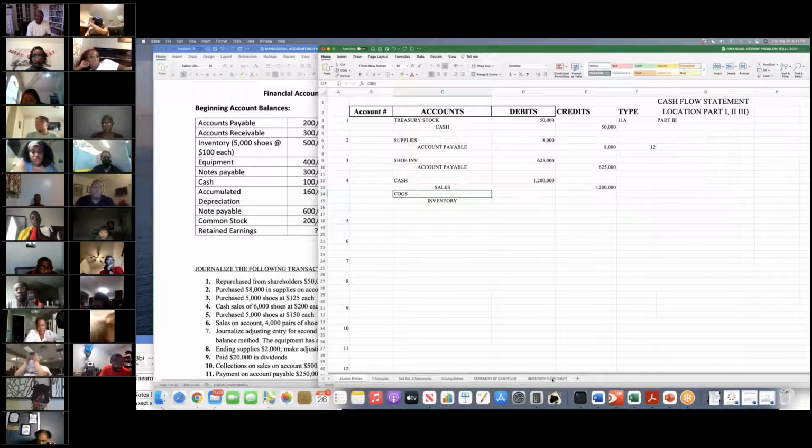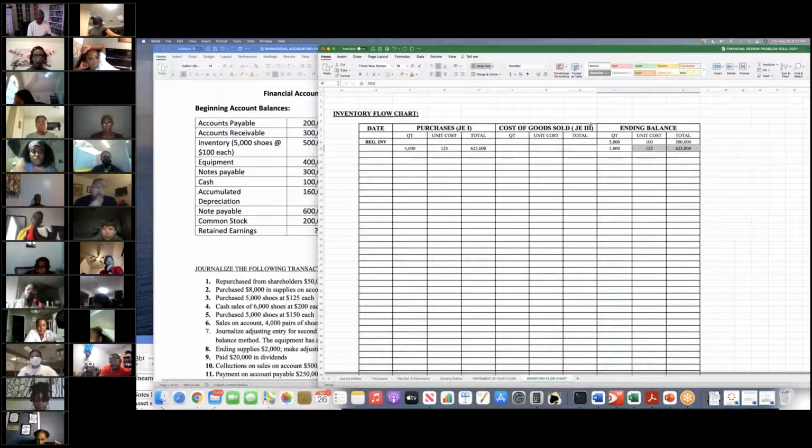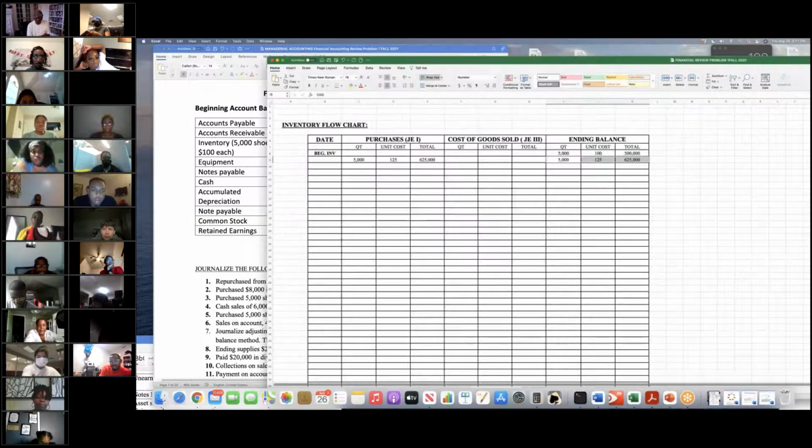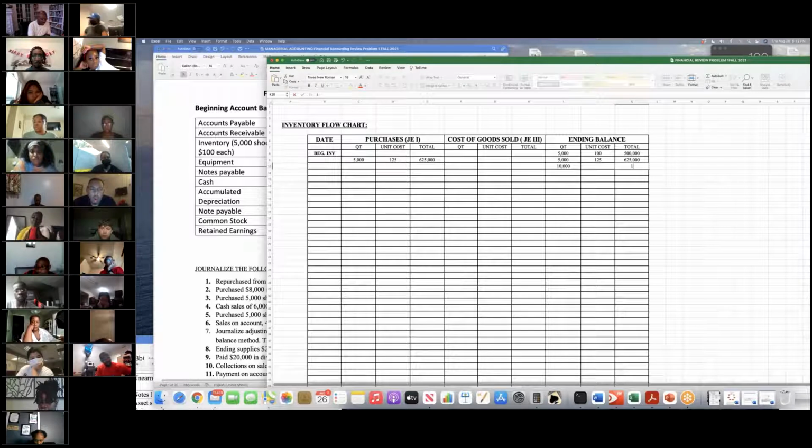All right, now we're going to go to this inventory flow chart, and we're going to go to this cost of goods sold column and see how much we sold. Now we're using weighted average. You can use first in, first out, or last in, first out, where you would have sold the bottom one. We're using weighted average, so we have to determine what our weighted average cost is. How do we get weighted average? We add up our quantities, 10,000. Then you add up the total, which comes to 1,125,000.